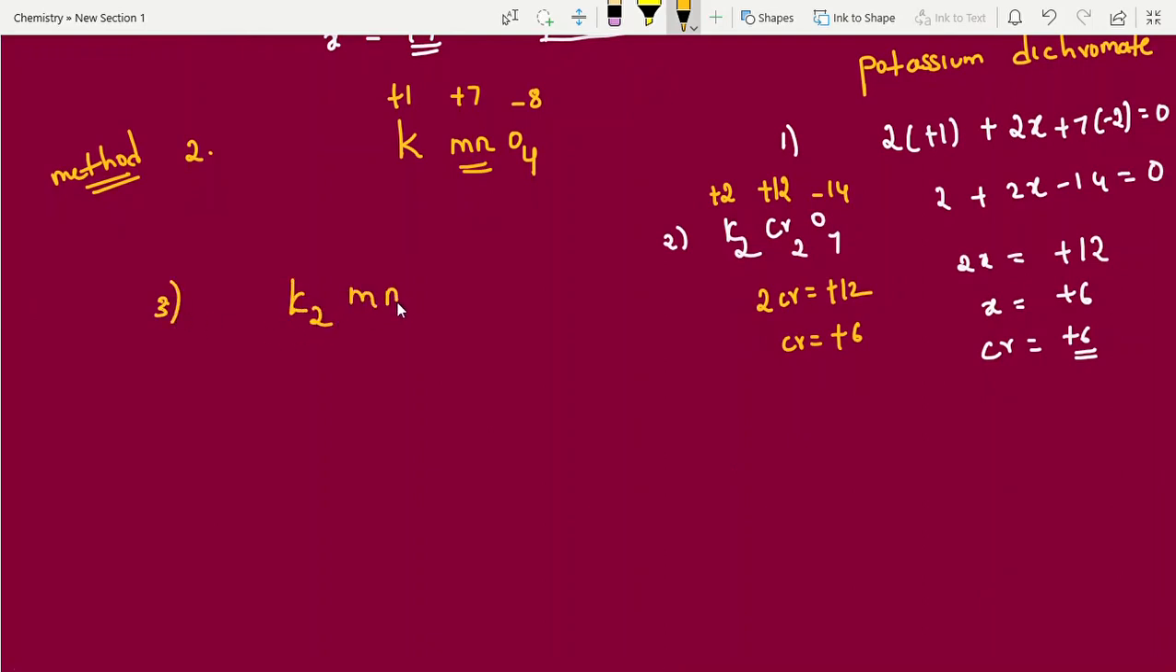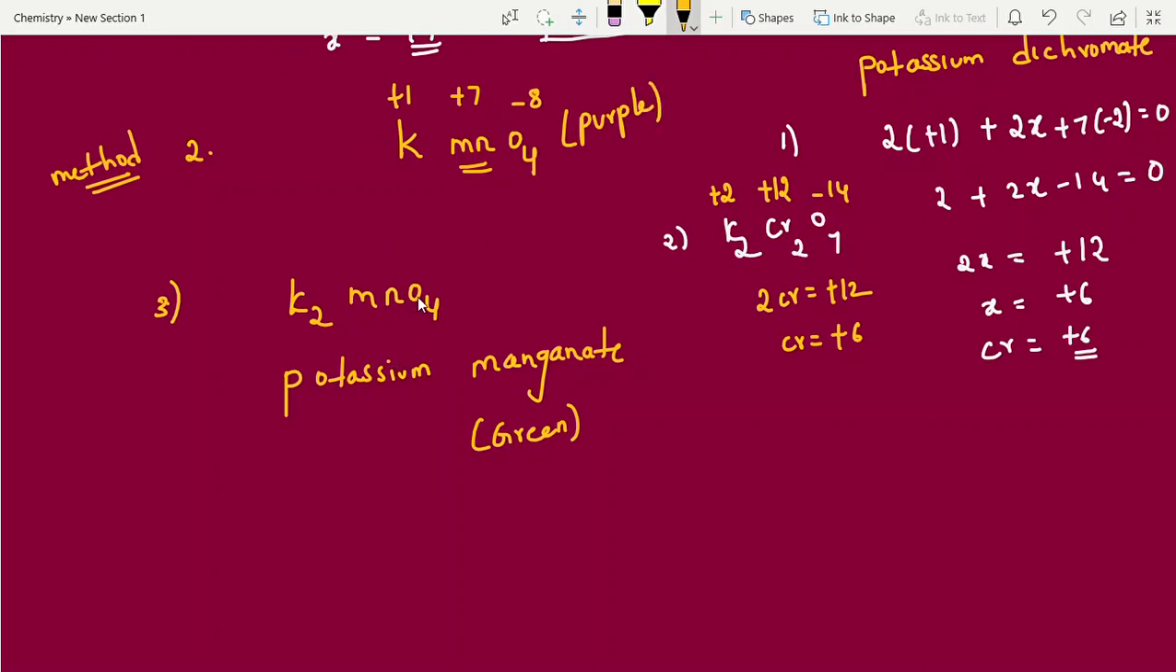This is also easy. K2MnO4. Why have I selected this one? This is potassium manganate, students. Manganate is different, permanganate is different. Manganate is in green color, but the above one, permanganate, is purple color. This is purple color, our screen color. Right. So now calculate here also.